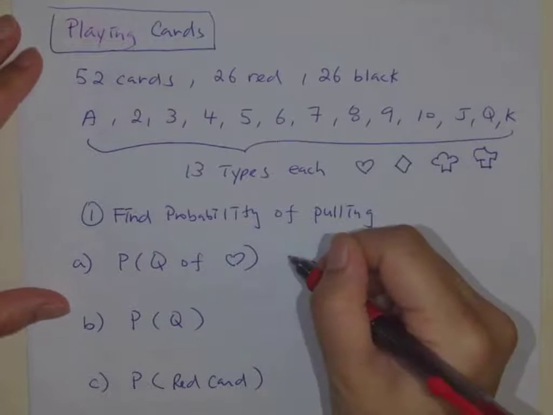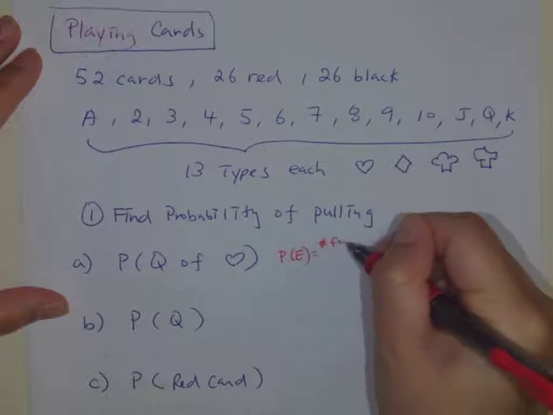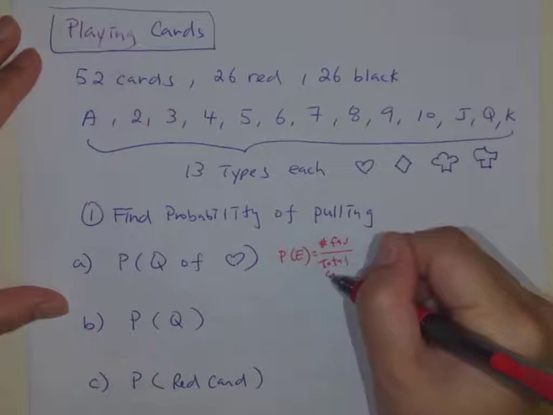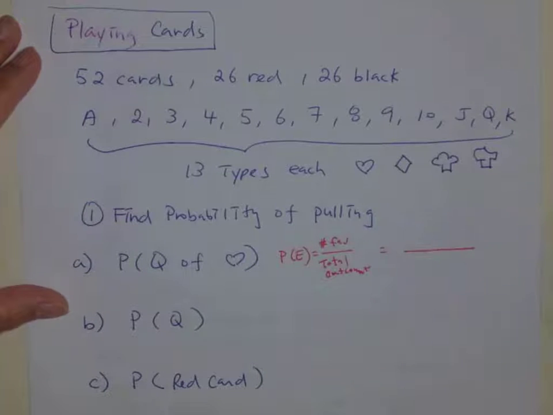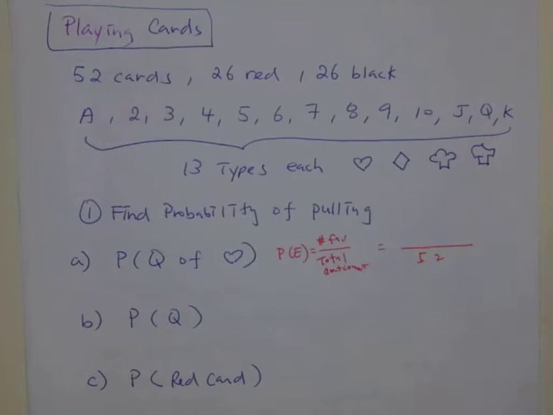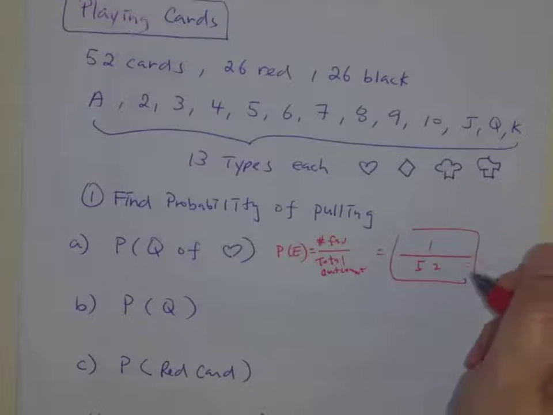So remember, the probability of the event is the number of favorable outcomes compared to the total outcomes, right? So totally, how many cards do I have? I have 52 cards, and then how many of them would be Queen of Hearts? Queen of Hearts, I only have 1, right? So 1 out of 52 is my answer, and it's between 0 and 1, so I'm good.